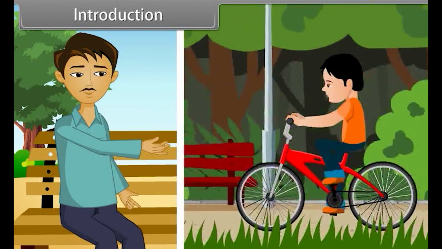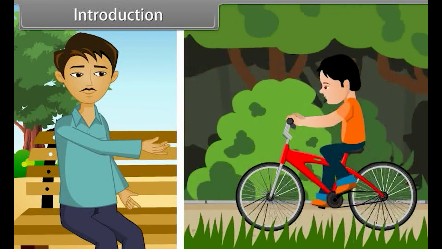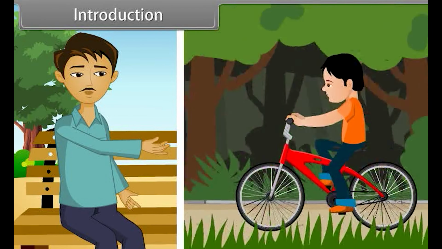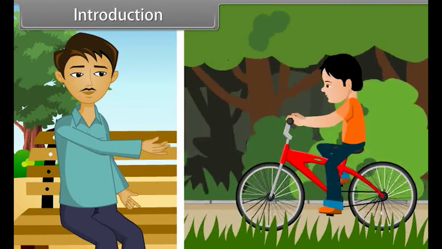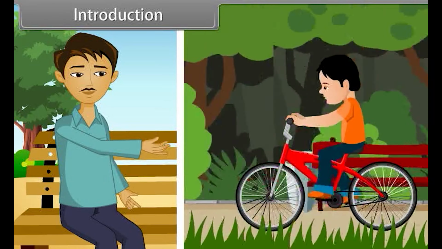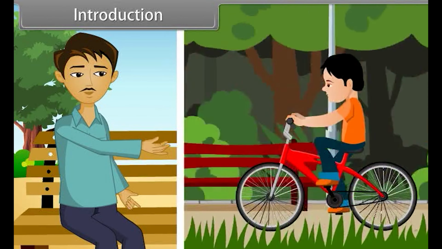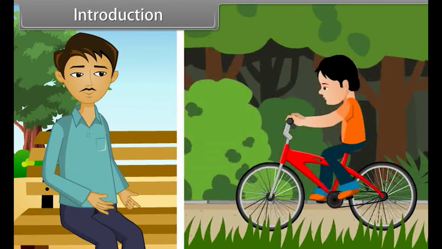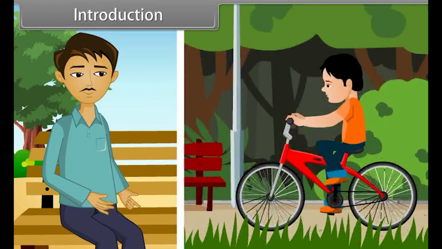That boy riding the bicycle is called work done. The capacity of that boy for how much time he will ride this bicycle is called energy. And the rate of doing work, at what speed he rides the bicycle, is called power. Now, let's take a brief look at work, energy and power.